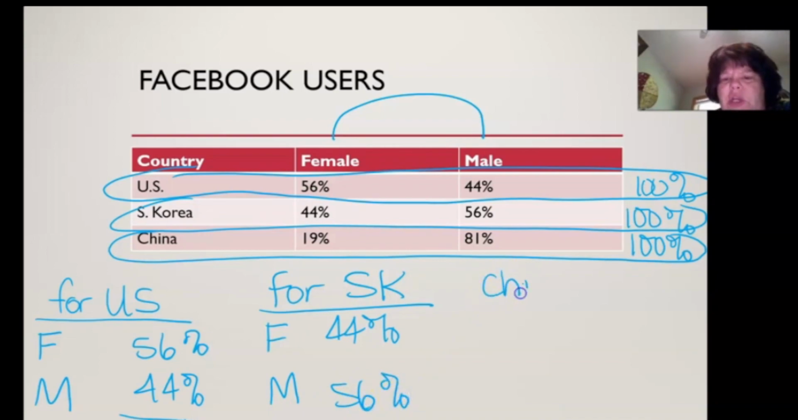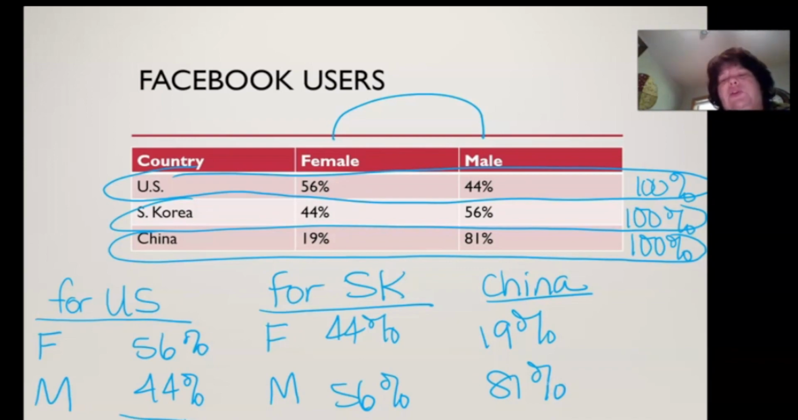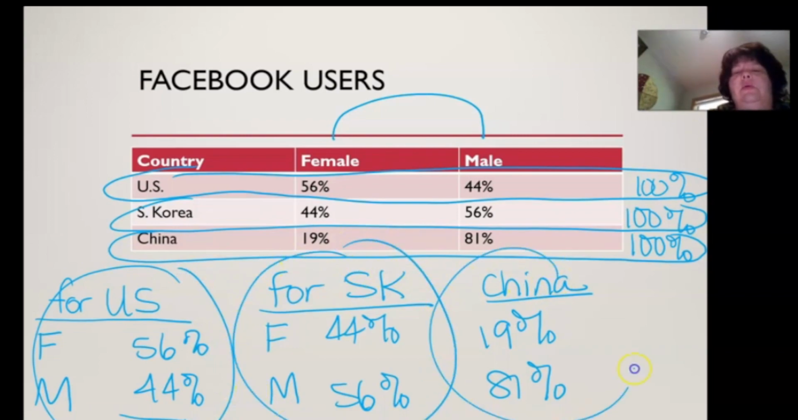I really highly think it's not the same right now, but 44% females and 56% males. The one I'm questioning is China here. 19% females and 81% males. So somebody might want to do some research on that and see if that's still how it is. I kind of doubt it. This is old data. But these are 3 conditional distributions here.